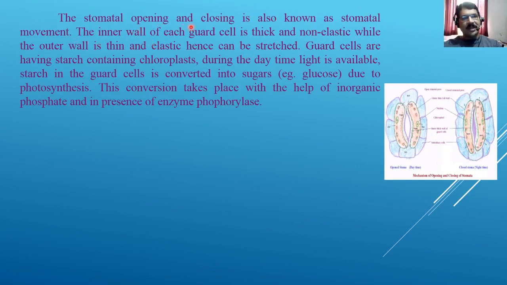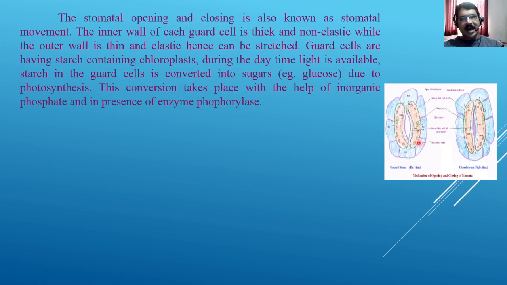We know the inner wall of each guard cell is thick and non-elastic, while the outer wall is thin and elastic, hence can be stretched. Here you can see a typical stomata, which contains different cells. These two kidney shaped cells are known as guard cells, and they are surrounded by the subsidiary cells, a special type of epidermal cells. Each guard cell contains an inner wall, which is thick and non-elastic, and an outer wall, which is thin and elastic. So this is the structure of a guard cell.